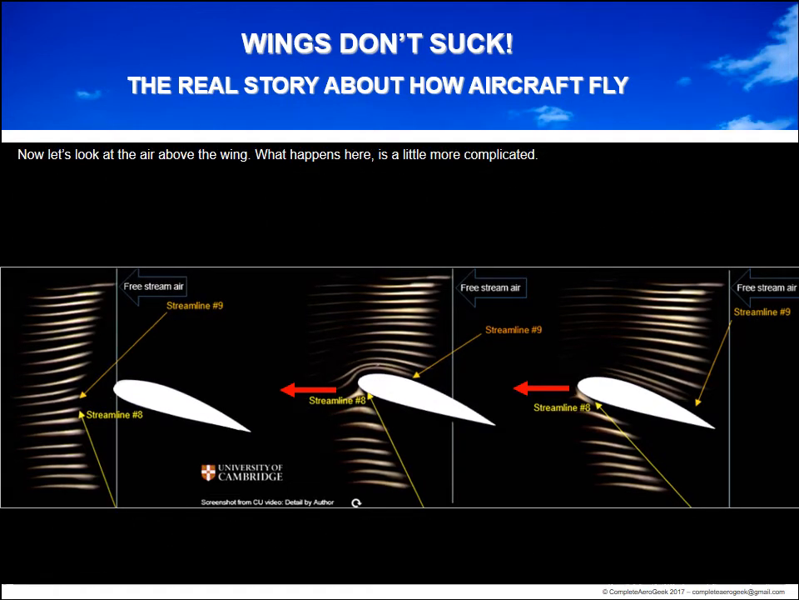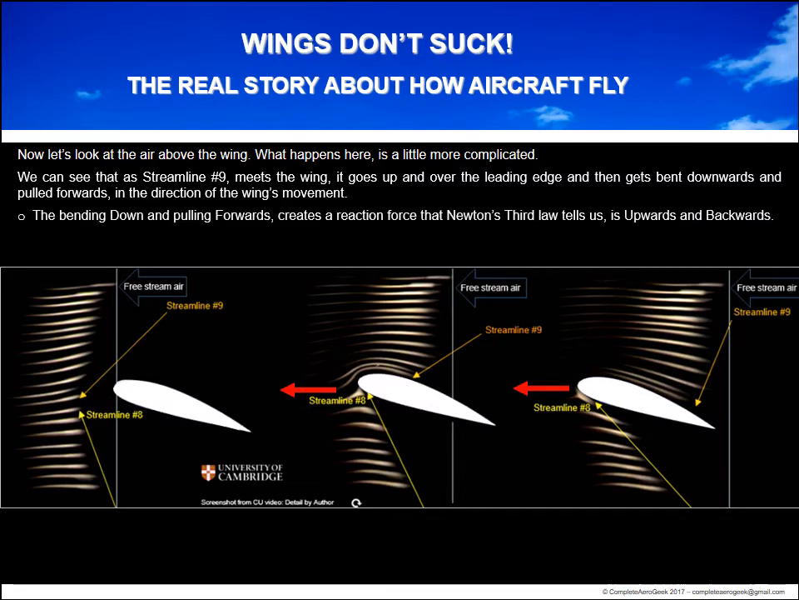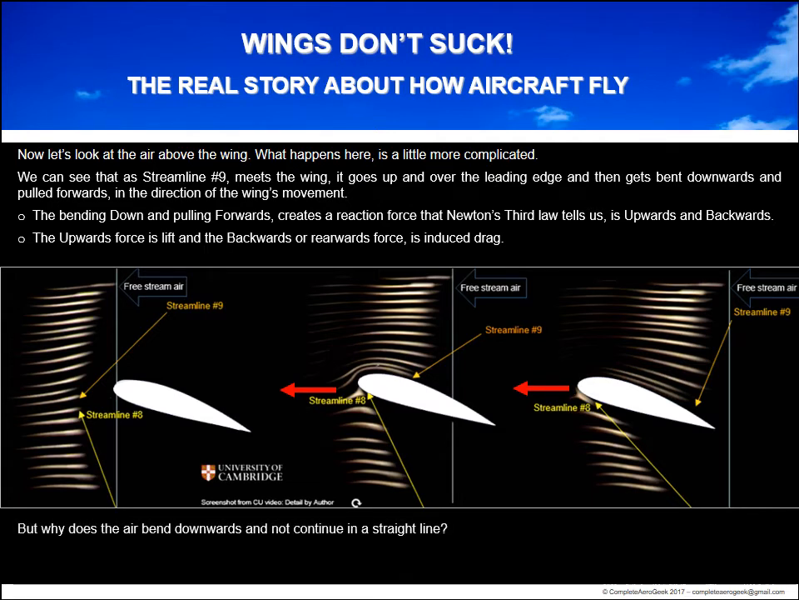Now let's look at the air above the wing. What happens here is a little more complicated. We can see that as streamline number 9 meets the wing, it goes up and over the leading edge, and then gets bent downwards, and pulled forwards, in the direction of the wing's movement. The bending down, and pulling forwards, creates a reaction force that Newton's third law tells us, is upwards and backwards. The upwards force is lift, and the backwards or rearwards force is induced drag. But why does the air bend downwards, and not continue in a straight line?